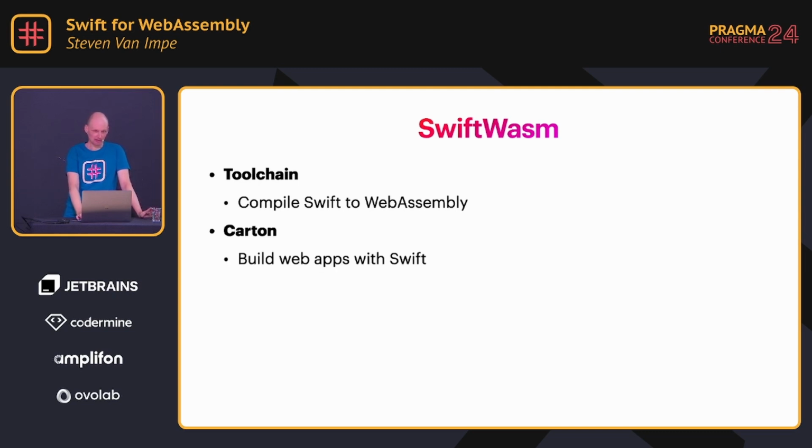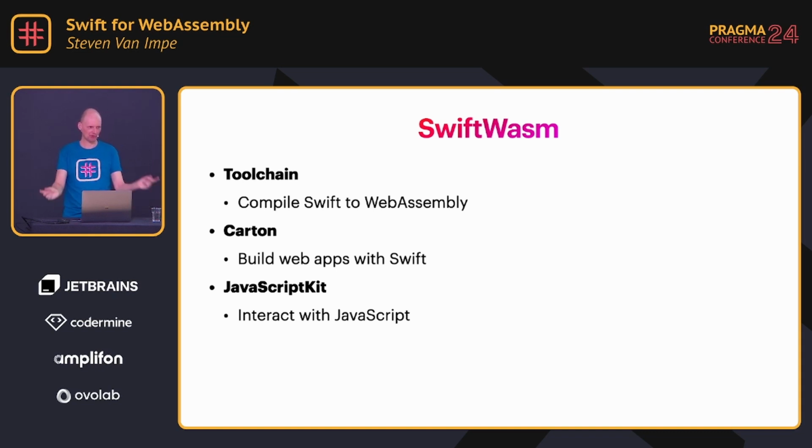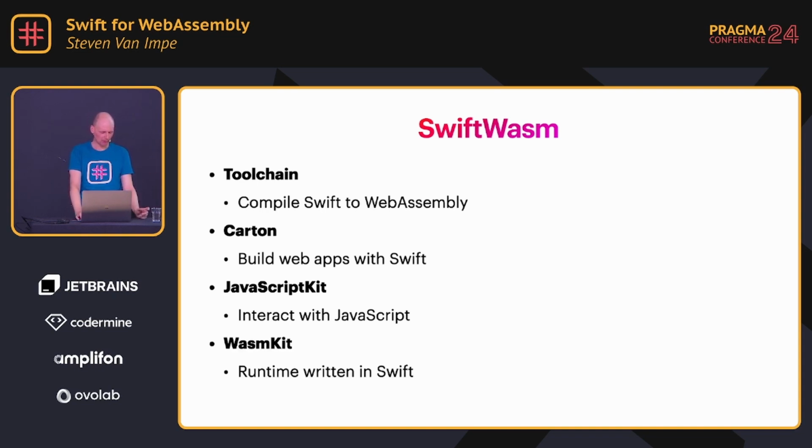SwiftWasm also offers Carton, which is a Swift package manager plugin that makes it really easy, as you'll soon see in the demos, to build web apps with Swift. So if you want to go the web route, you can just use Carton, build and load it in a browser. Of course, if you're going to do any web development, you will have to deal with JavaScript. So SwiftWasm also has JavaScriptKit, which enables bidirectional interoperability between Swift and JavaScript. And then finally, SwiftWasm also provides WasmKit, which is the runtime I mentioned earlier, implemented in Swift. So you can just add it to your app, and then your app can also load WebAssembly modules.